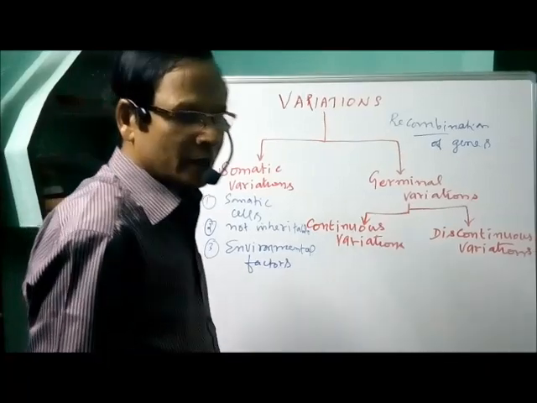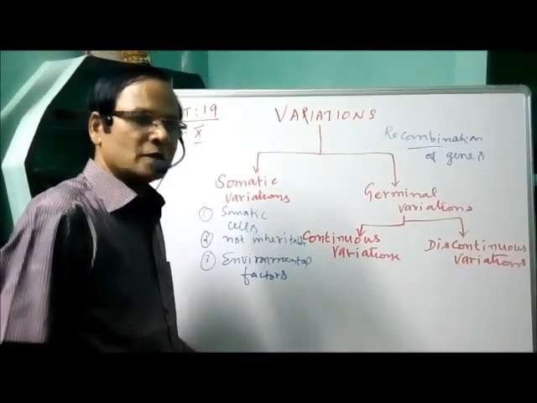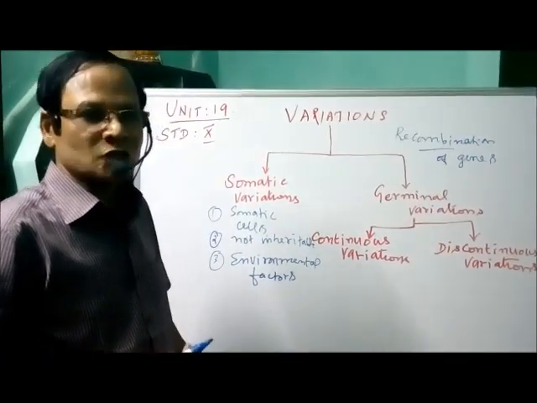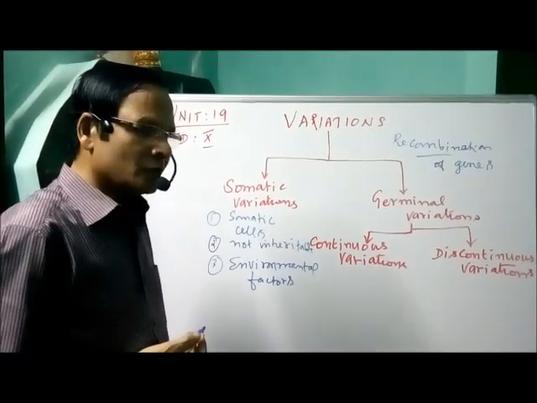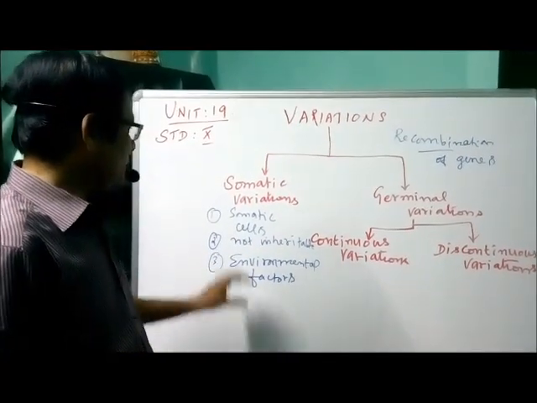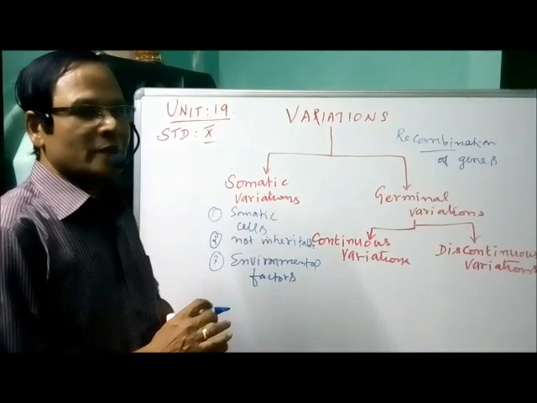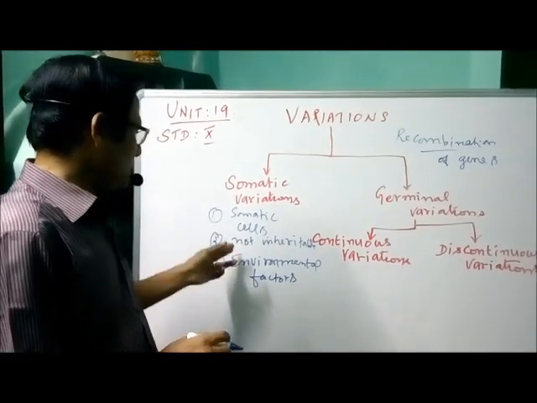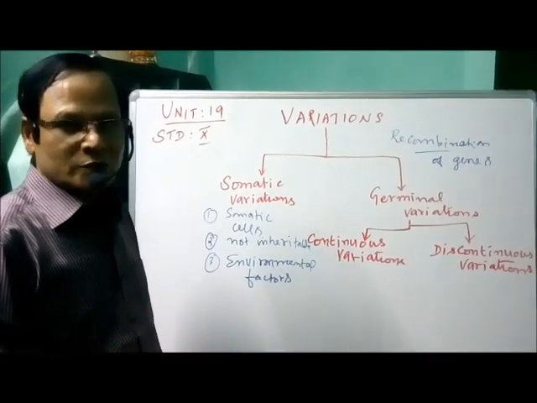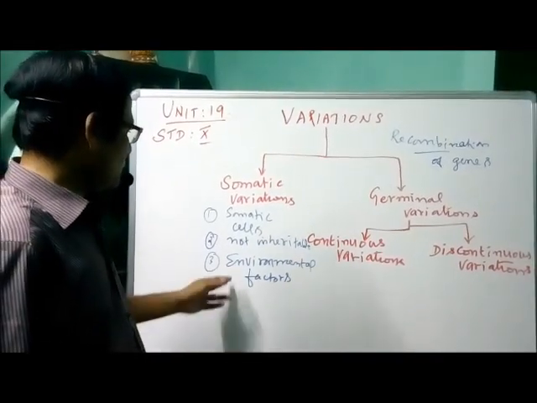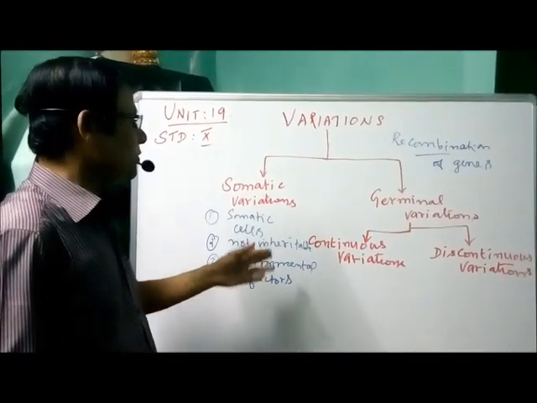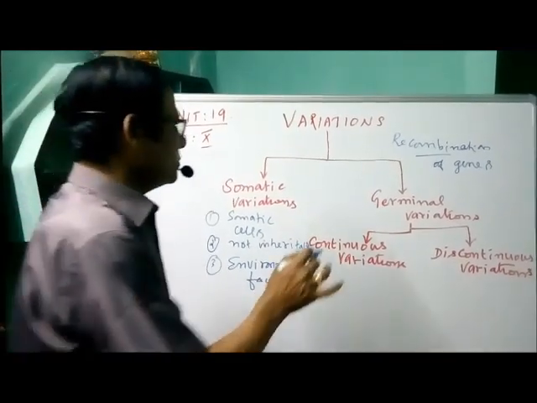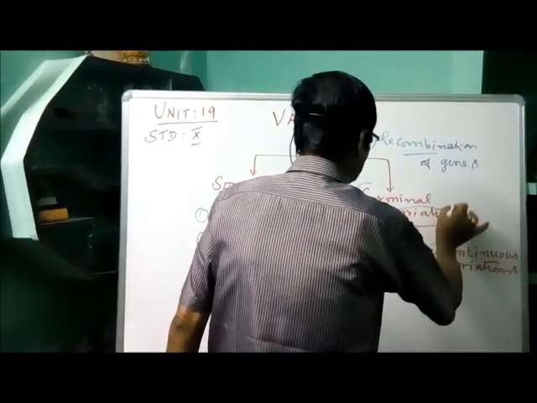For example, it may be an accident or any flood or any other calamity that causes a change in the organism's body which will not be transmitted. So, these are the three important properties of somatic variations: it occurs in somatic cells, it is not heritable, not transmitted to the next generation, and it is caused by environmental factors. Now, about the germinal variations.